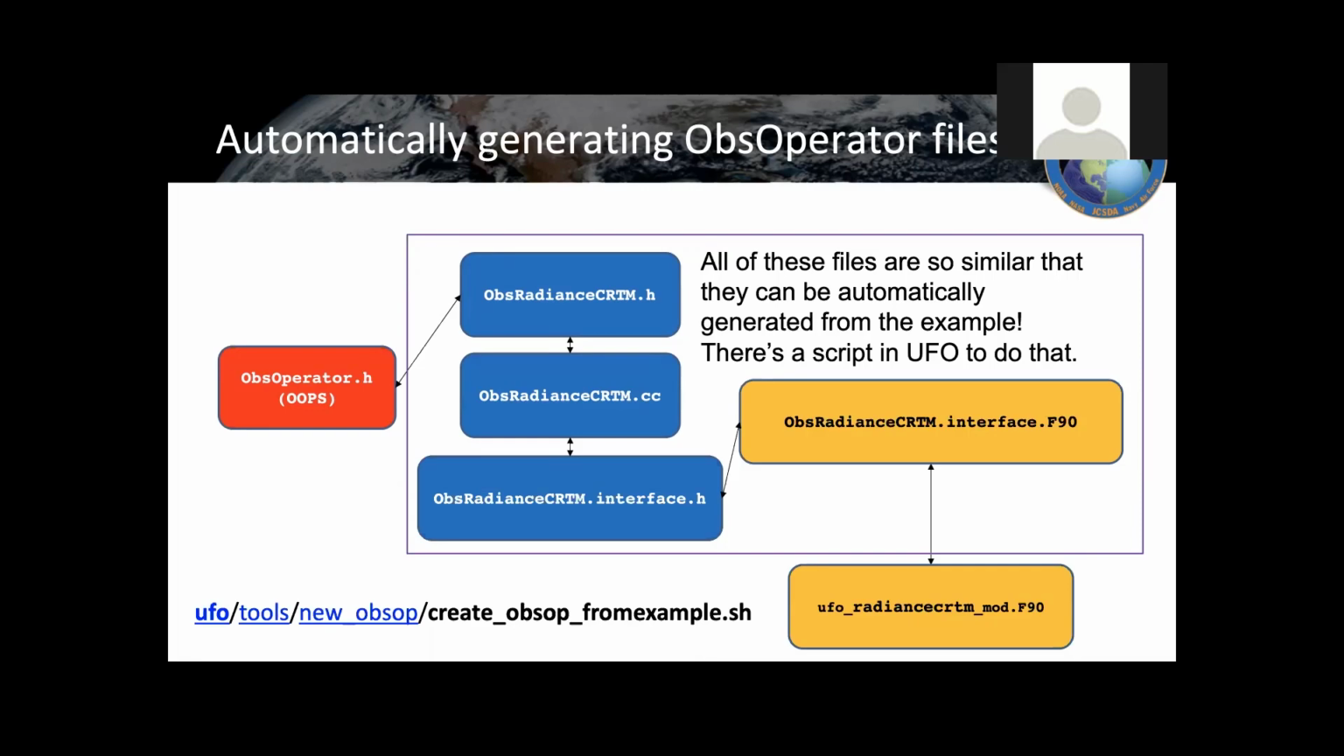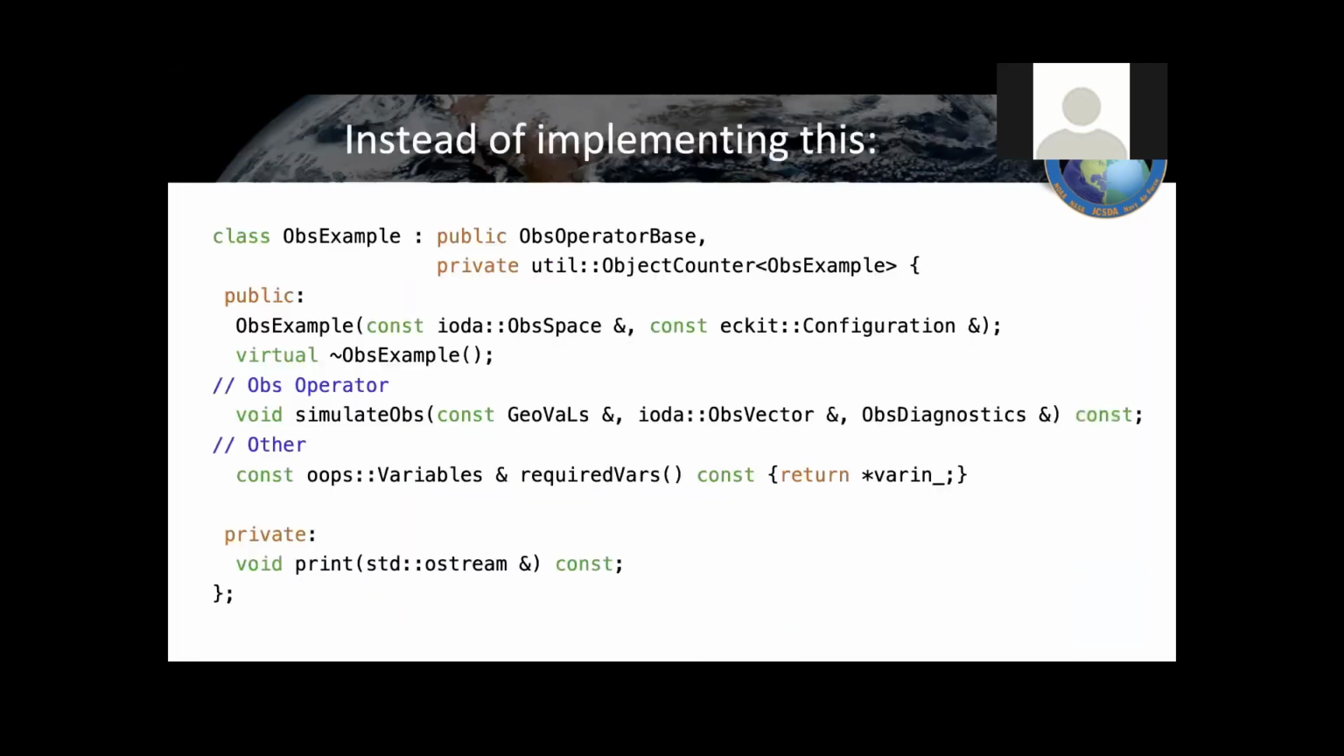So to just reiterate here, the script writes all of the common parts of the operator, and you get to fill in all the details. So in the case of that C++ interface, you would just have to write the constructor of your code. So you just have to figure out which YAML options you care about and how we are storing the data. And then you would just have to write a little bit of the simulate obs function.